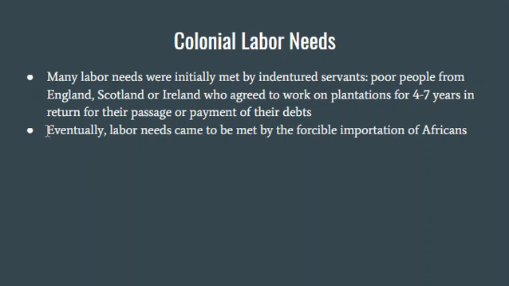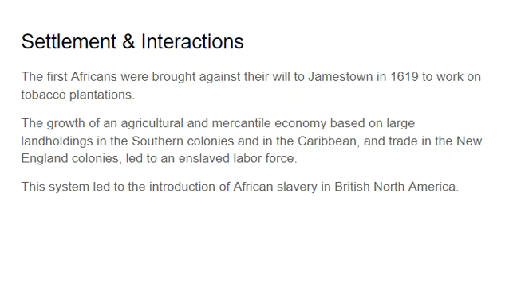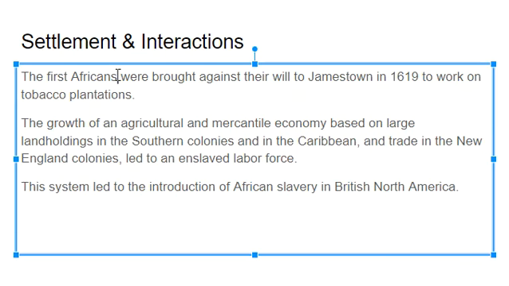However, eventually, people no longer used indentured servants. Labor needs came to be met by the forcible importation of Africans. The first Africans were brought against their will to Jamestown in 1619 to work on tobacco plantations. So you remember, the people from Africa, it wasn't their decision to come here. They were essentially kidnapped and they were brought to the colonies.